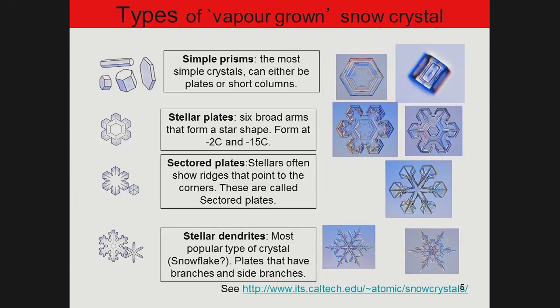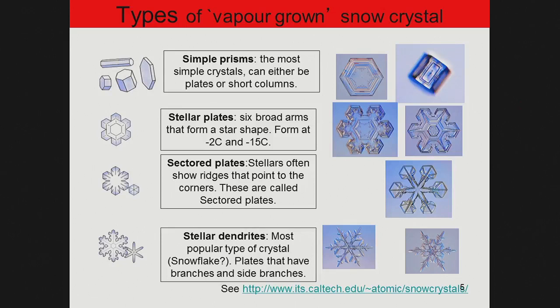And so he's managed to take images. He grows these ice crystals in a diffusion chamber that he built. So he puts ice crystals at the center, and he has a vapor source, and he can cool this chamber down to whatever temperature is interesting, and you can watch these ice crystals grow. So if you go on his webpage, it talks about all of the different kinds of ice crystals you can get, ranging from simple prisms, stellar plates, -2 to -15. I guess these are the kinds of crystals that you think of when you think of snowflakes.